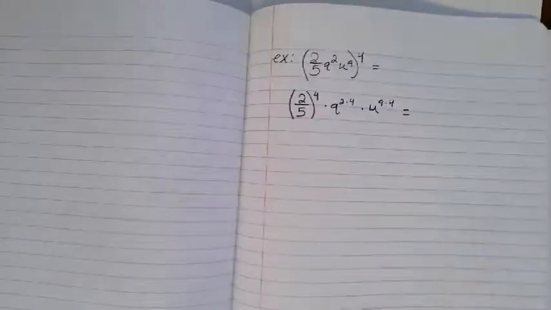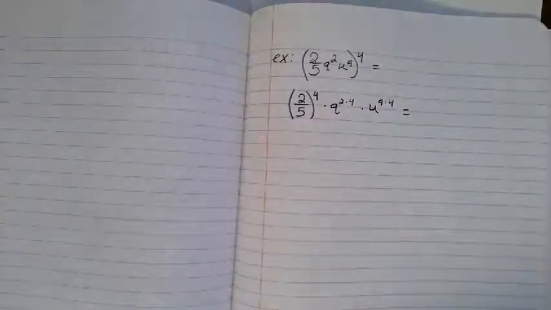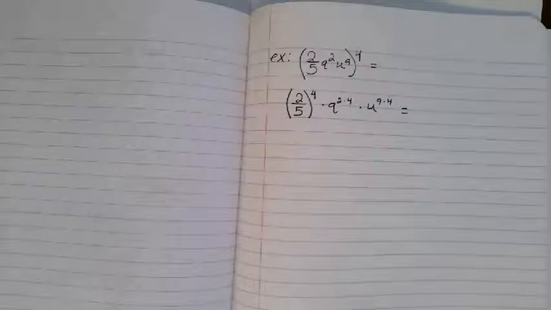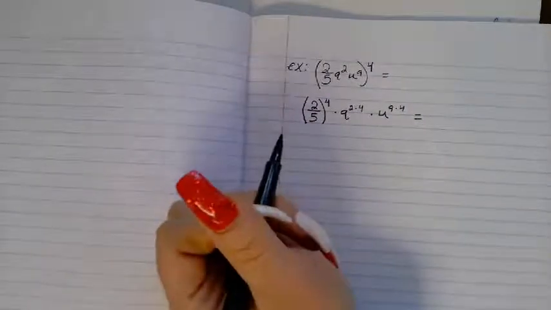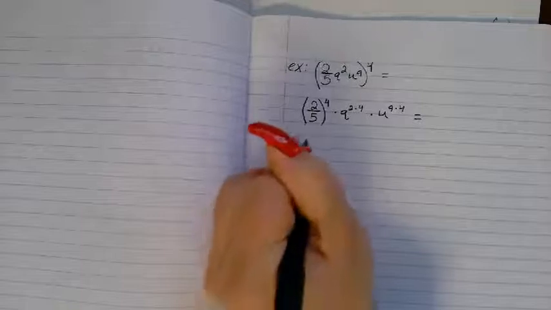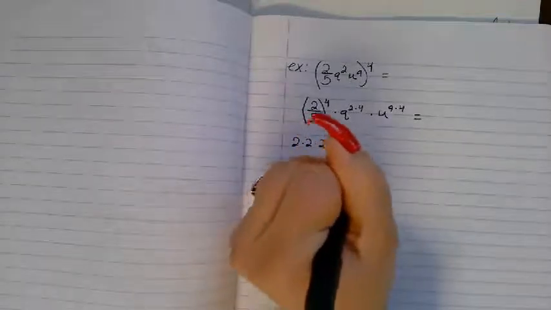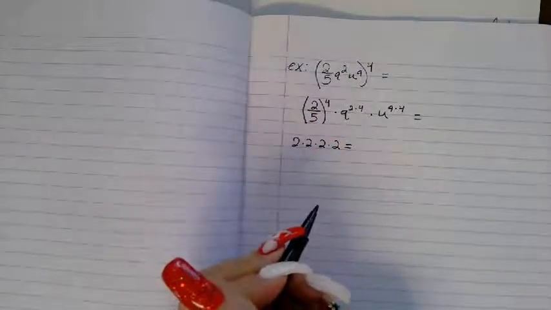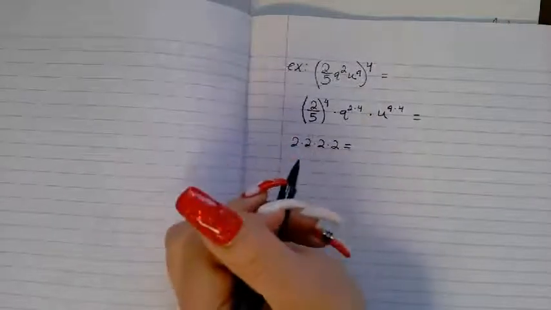So that's where we're at so far. Let me know if you have any questions. So if we're doing that, guys, then this one's going to look like 2 times 2 times 2 times 2, right? Which gives us, if I did it right, 16, right? Is that what you guys got?